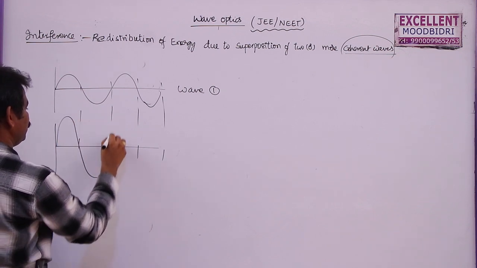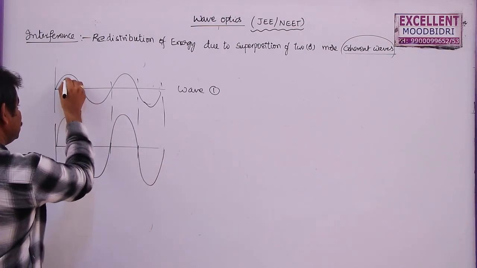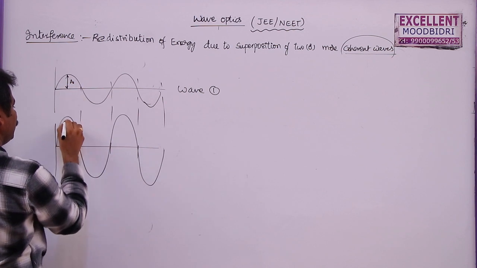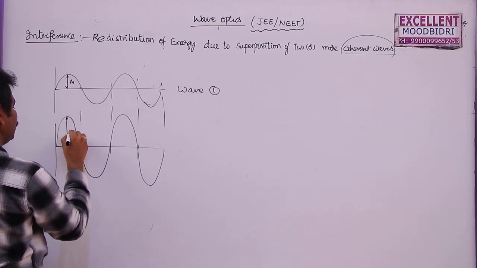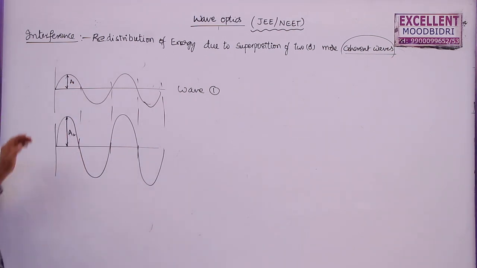This is wave number 2 here. The amplitude of the first wave is A1, and the amplitude of the second wave is A2. When these two superimpose with each other, we may have constructive or destructive interference. So either constructive or destructive interference takes place.